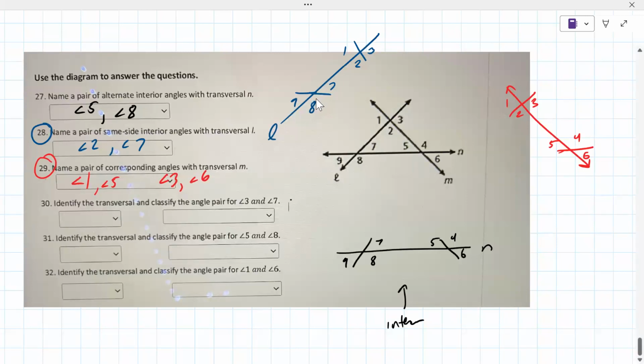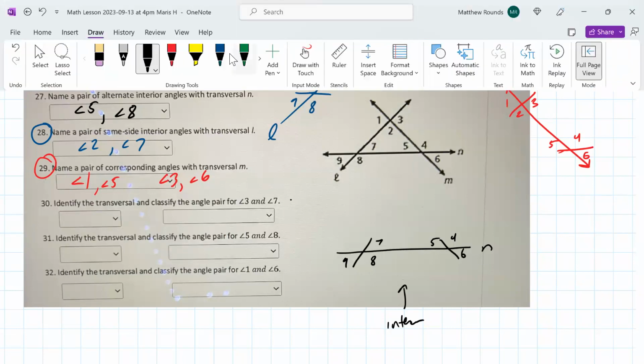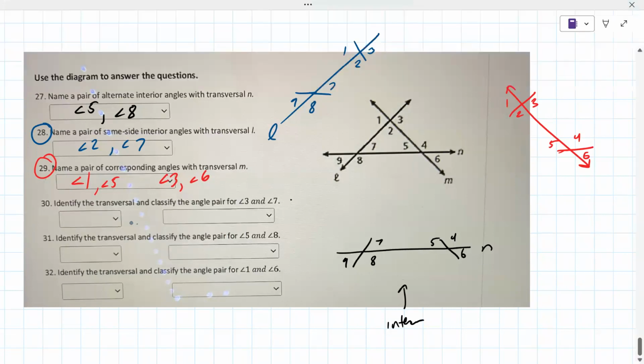Like for 3 and 7, you almost want to go to the 3 pictures we have and figure out which one's got 3 and 7 in it. Only 3 and 7. L. And then I guess you can classify them. So the dropdown there is probably all the ones we've looked at. You see how they're on the same side of the transversal, but one's in the interior, the 7, one's in the exterior. We've been going with corresponding for that.